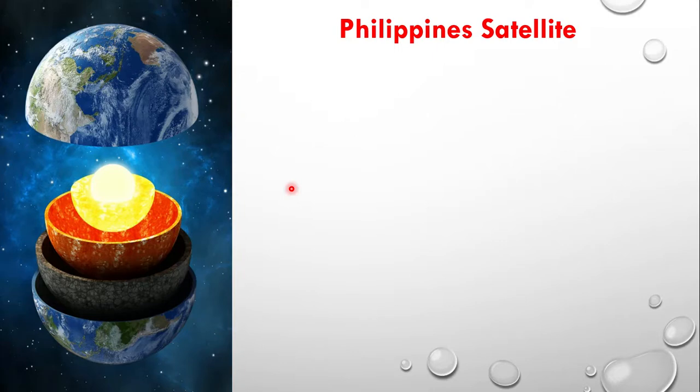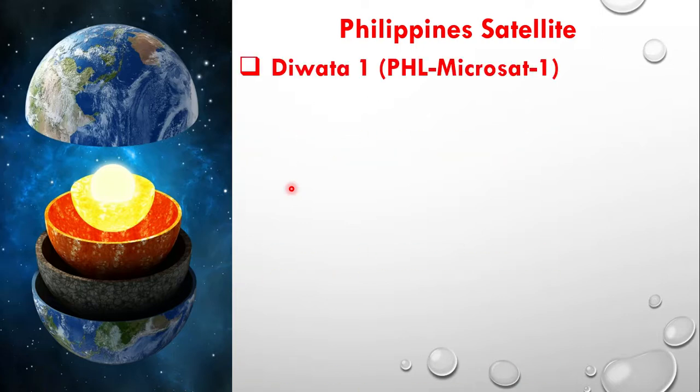Okay? So we are done with moons, stars, asteroids, no? Now let us talk about Philippine satellites, no? Although the Philippines is not that advanced in terms of outer space missions, no? But today the Philippines has satellites that orbit our planet. Okay? So the first Philippine satellite is what we call Diwata 1, which is a microsatellite.